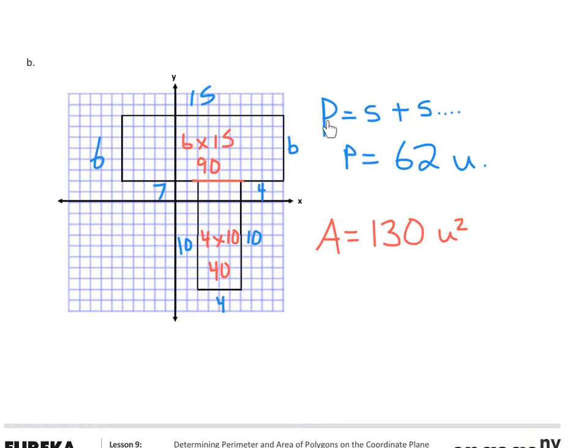Since the formula for perimeter is just side plus side plus side plus side, so on and so forth, I just found the length of all the sides, and I added them together to get 62 units. For the area, I just cut it in half right there. Well, not in half, but I drew a horizontal line to give two different rectangles. One of them was 6 by 15, which is 90. The other is 4 by 10, which is 40. And when you add those together, you get 130 units squared.